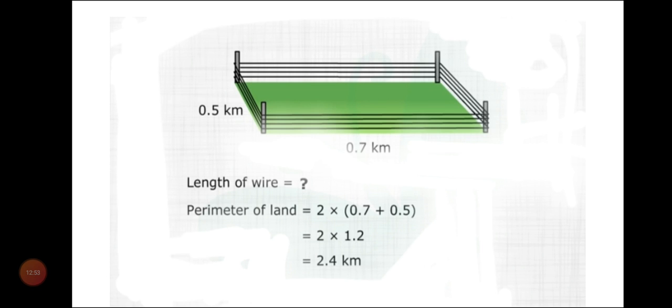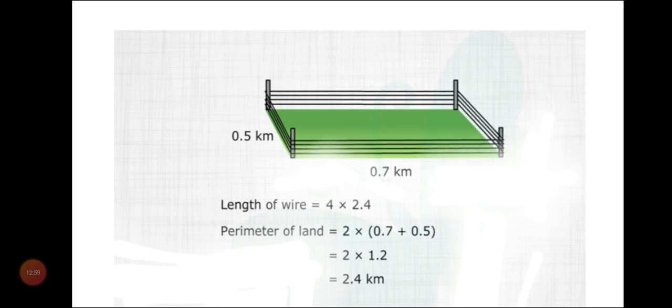Just look at the first line. The question is still incomplete. We need to find out the length of the wire, right? And as I told you, कि जो आप पिक्चर में देख सकते हैं कि हमने वायर को कितनी बार बाउंड्री पर लपेटा है? 4 times. So we will multiply this perimeter 2.4 by 4. So length of wire is equal to 4 into 2.4.